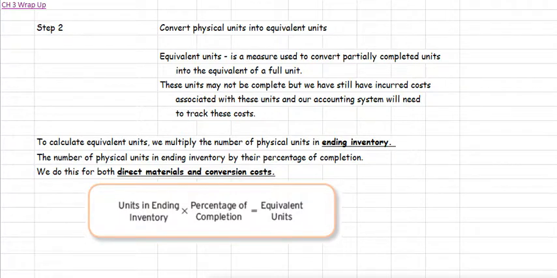If you see at the top, equivalent units is a measure used to convert partially completed units into an equivalent of full-time units. That's because we've associated cost with these throughout the process that we're using. To calculate, we're going to use the ending inventory by the percentage of completion for both direct materials and conversion costs.